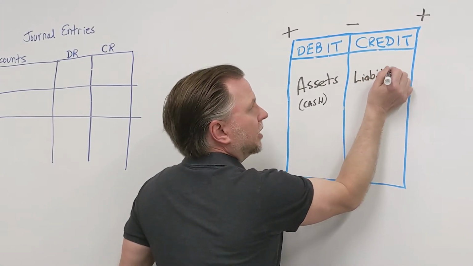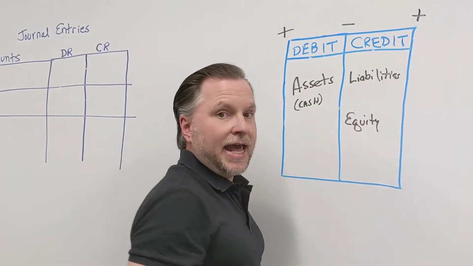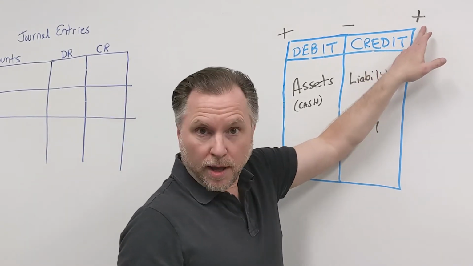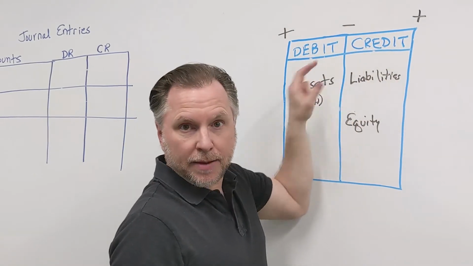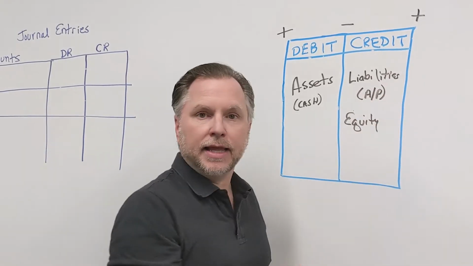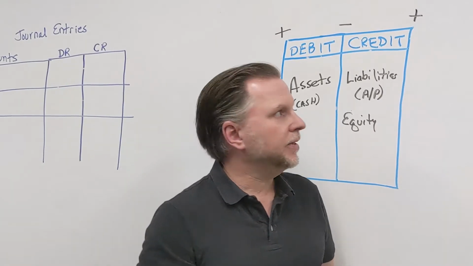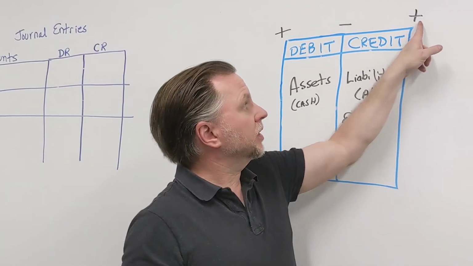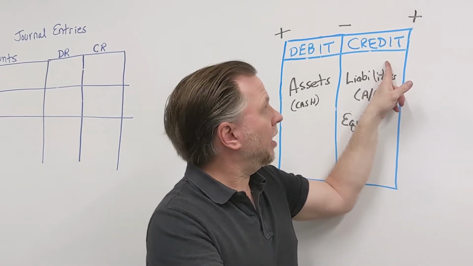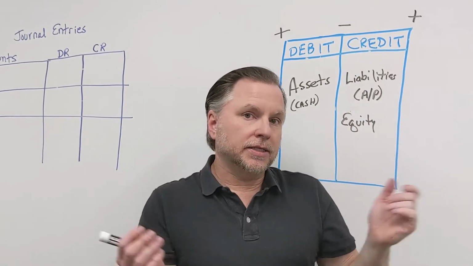Just like our accounting equation, we're going to have liabilities and equity on the credit side. Liabilities go up with a credit and down with a debit. So accounts payable would be our typical liability. We get something from a vendor, we don't have to pay it right away. That's a liability. So that accounts payable is going to go up with a credit to show that we owe that vendor. But when we pay that off, it will go down with a debit. So that's how the debits and credits are affected.